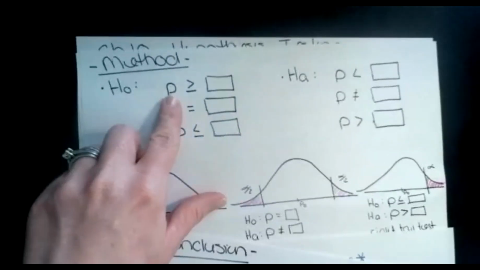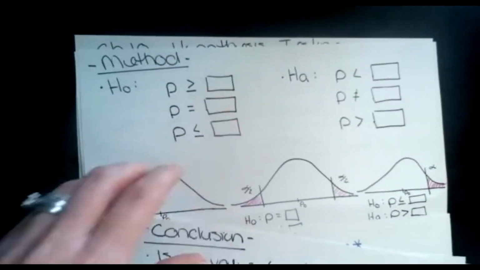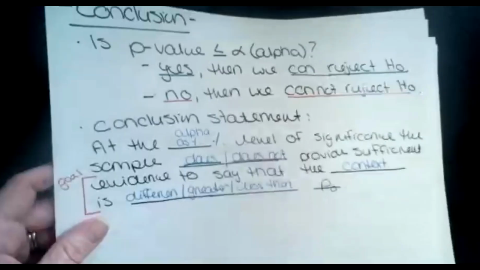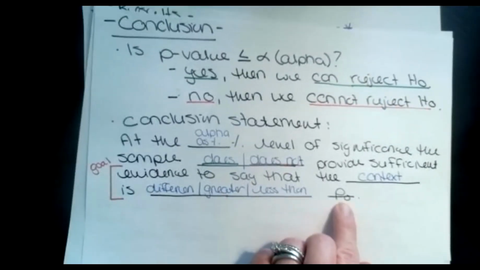If P naught is this number here, you're going to write whatever that is, 0.5, 0.67, 0.75, 0.25, whatever it is, you're going to plug it in here.